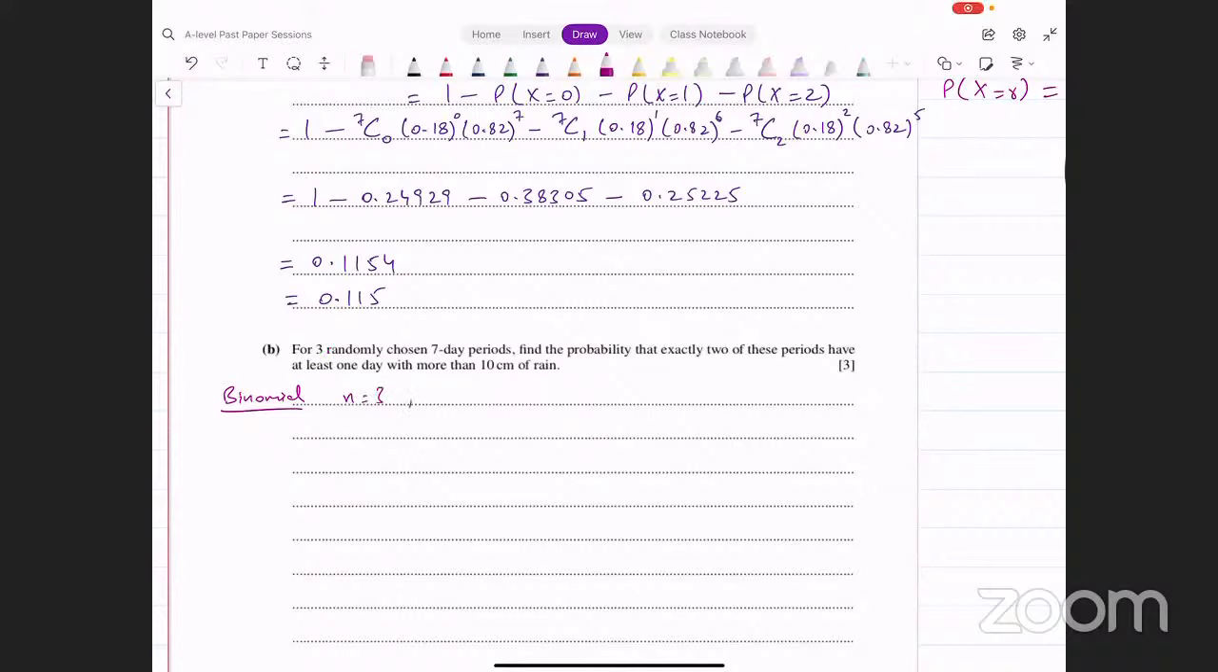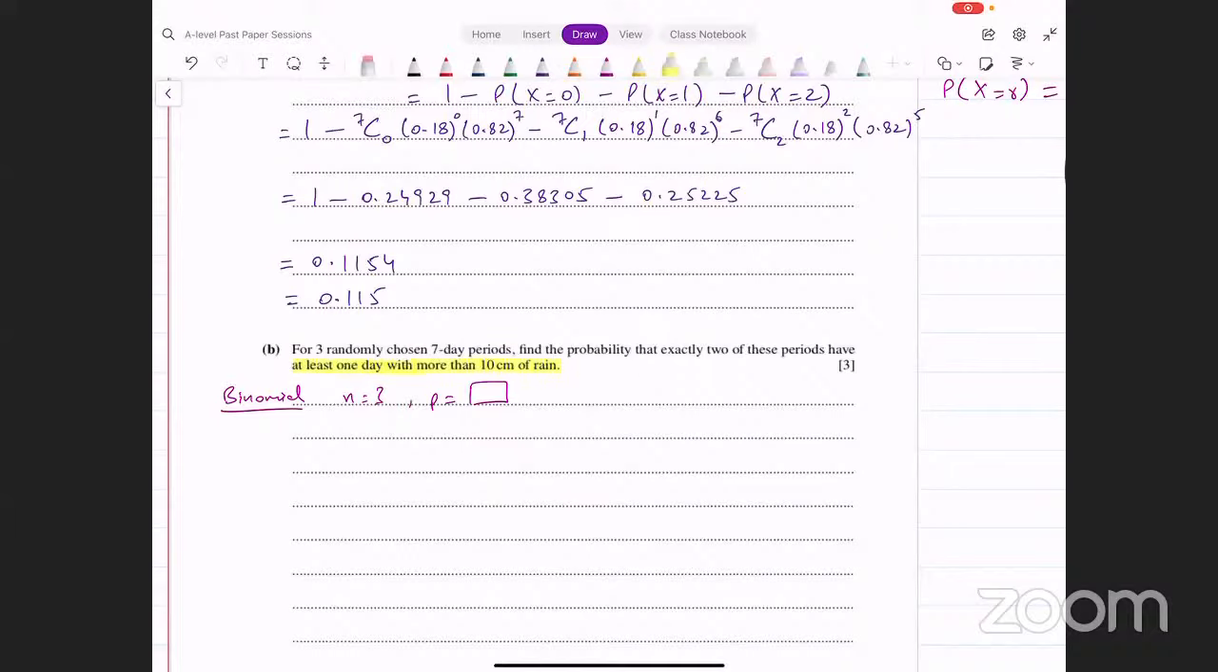और इसमें आपने क्या करना है, probability find करनी है that exactly 2 of these periods have at least 1 day. So आपने 3 में से 2 की probability निकालनी है. लेकिन मसला क्या है, इसमें probability of success हमें नहीं पता. Probability of success इसके अंदर क्या होगी, we don't know. Success कैसे define किया उसने? Success इसने define की है at least 1 day with more than 10 centimeters of rain.